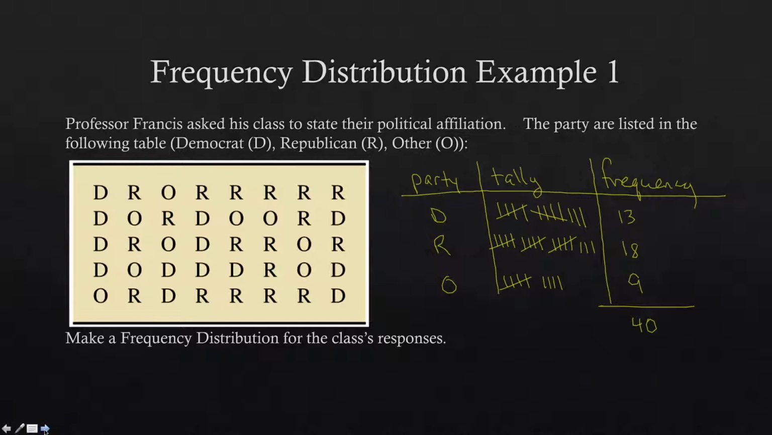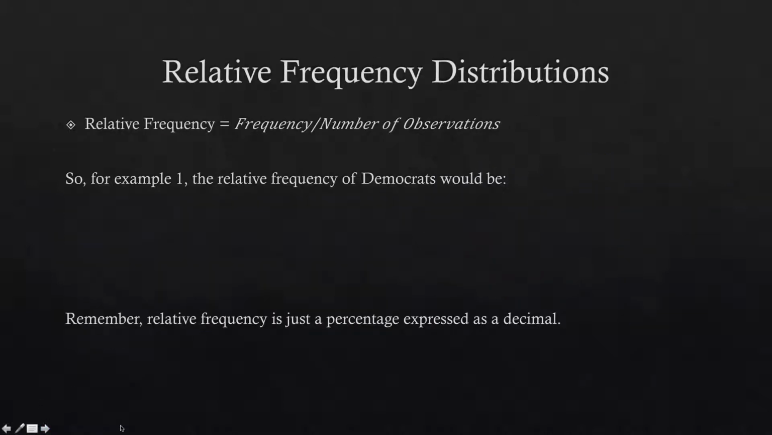All right, so let's take it a step further and talk about relative frequency. That's the frequency over the total number of observations. You can express this as a percent or as a decimal. So for example, for the example we just did, if you look at the frequency of Democrat, what's the relative frequency of the Democrats?